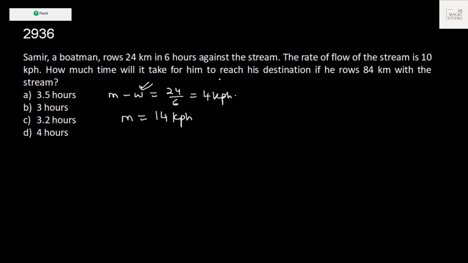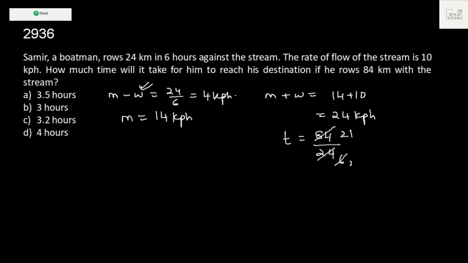How much time will it take for him to reach his destination if he rows 84 km with the stream? With the stream, speed is m plus w. That is 14 plus 10, 24 kph. So time taken here would be distance by speed, 84 by 24. That is 3.5 hours. Time taken by Samir would be 3.5 hours. Option A is the pick.